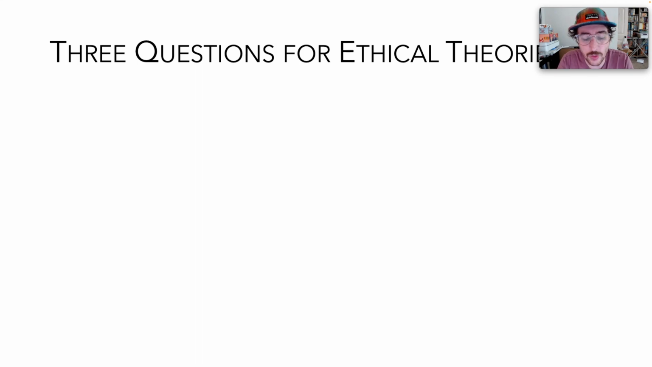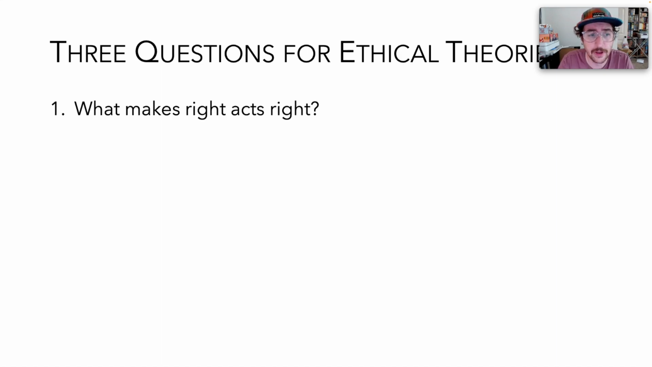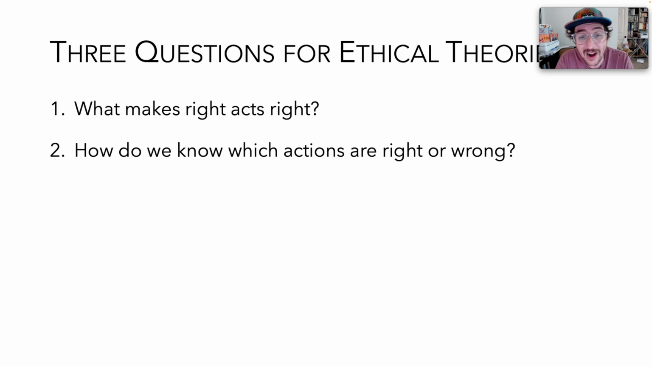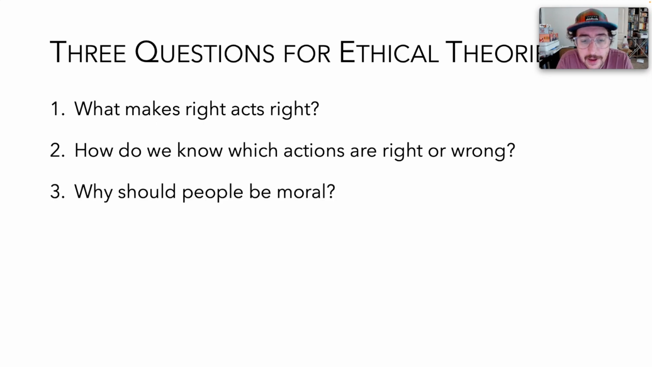So we want to try to come up with a theory that doesn't explain the nature of well-being, but explains the nature of moral and immoral actions. Now, there's three questions we might want an ethical theory to help us answer. Firstly, we might want to know, well, what is it that makes right acts right? And how do we know which actions are right and which actions are wrong? And why should we be moral? Why should we care about morality?